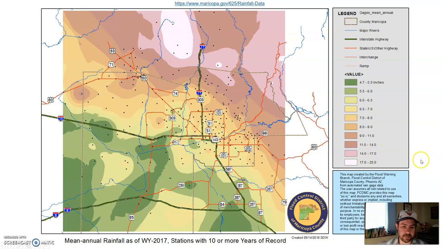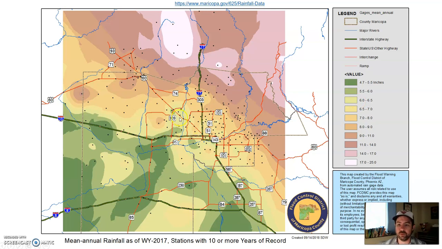Here is a map of the Phoenix area and surrounding portions of Maricopa County. This is the mean annual rainfall, the average rainfall released in 2017. And so this looks at, again, average rainfall in our area. So in our area, the green is 4.7 to 5.5 inches. Avondale, we're kind of right here, not quite, kind of hard to tell, not this green. So maybe like 6 to 6.5 inches is our average.